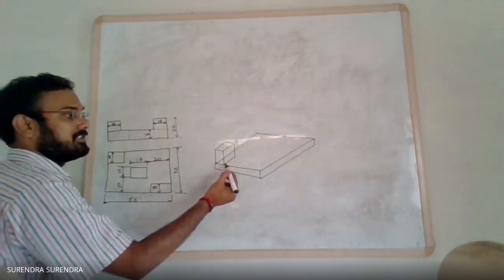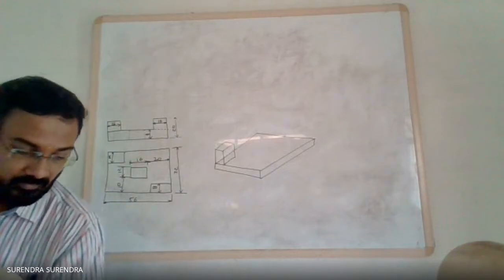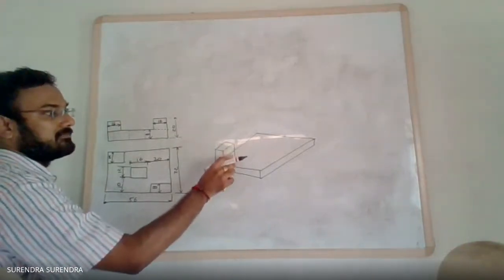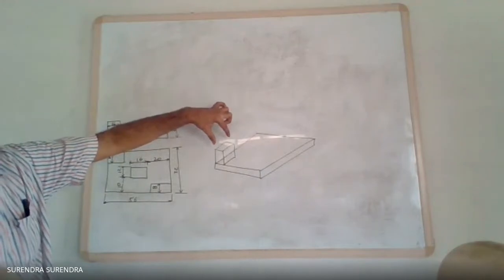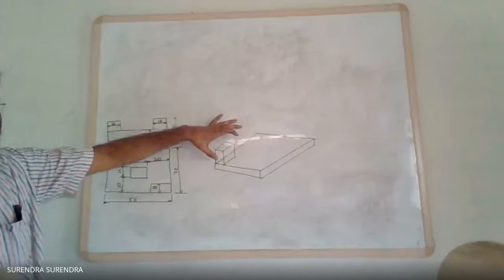So again, this is a 16 mm long line. Join these end points. We can't see this edge. Can you see this edge? It is hiding.